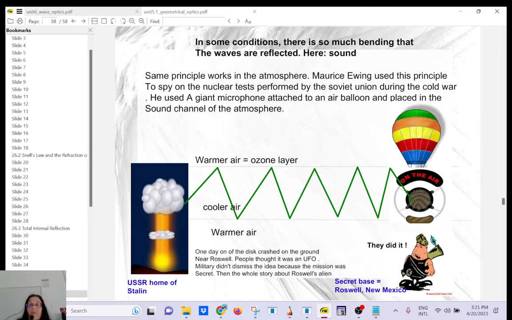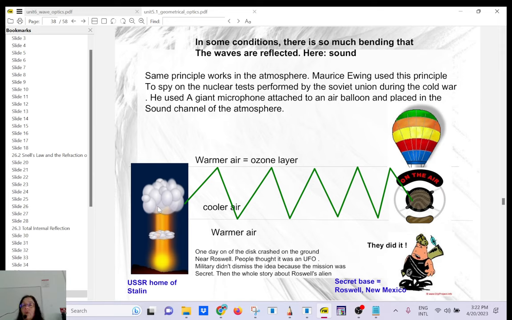During the Cold War, so I told you, you have a sound channel inside the ocean, so the waves can talk to each other. You also have a sound channel in the atmosphere, because here you have the ozone layer, so it's going to be faster for the sound to travel. Here it's going to be warm, and here it's going to be cool. So if there is a noise very, very far away, it can be reflected, and you are not losing the energy in three dimensions using the inverse square law.